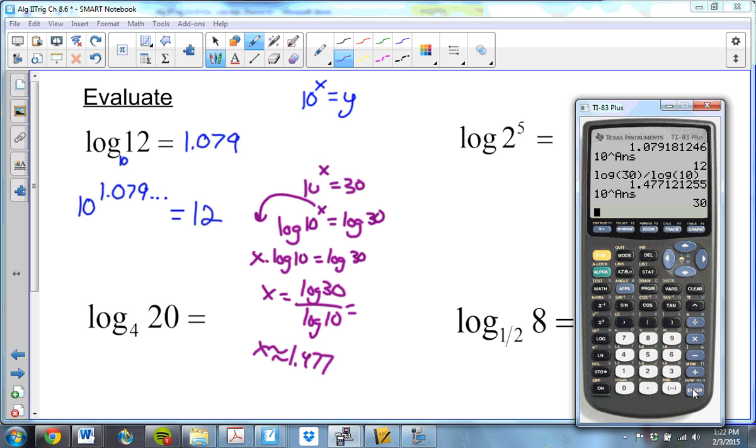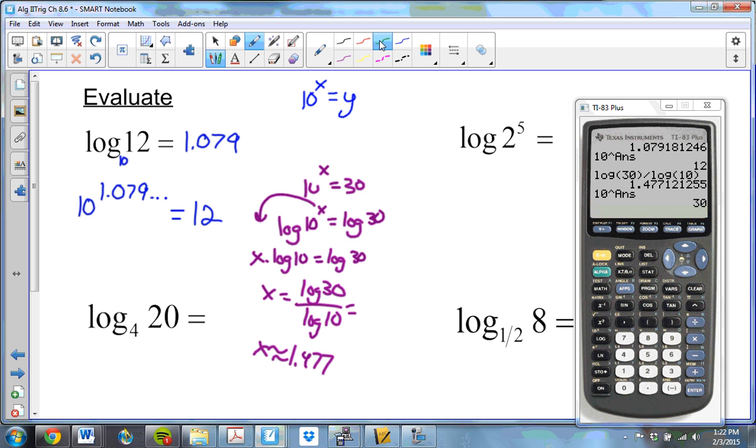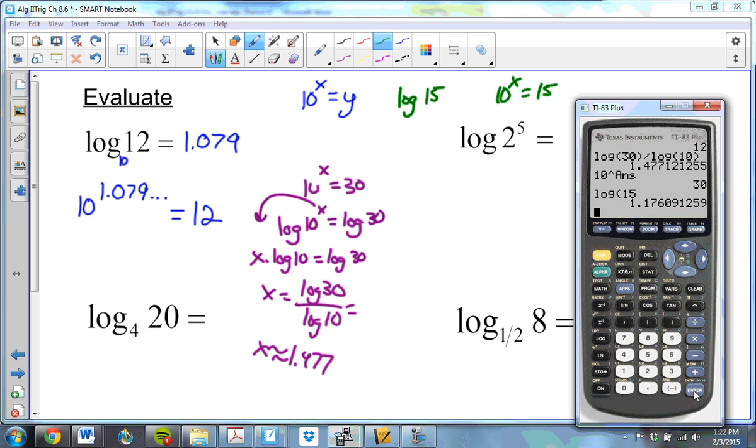And in the same way, if you see something like log of 15, that really is asking the question, 10 to what power equals 15. So if I do log of 15, that's really telling me 10 to the 1.176 equals 15. And so hopefully you can see just how useful this is.